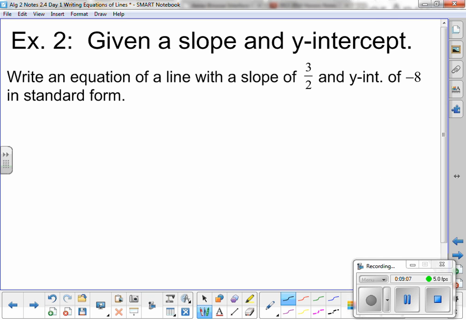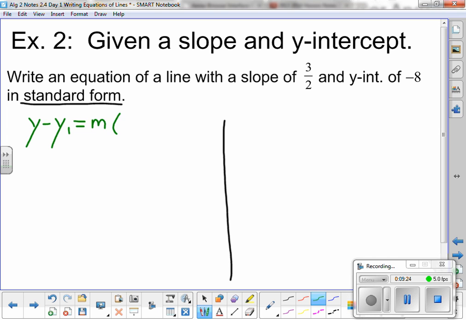Next one, given a slope and a y-intercept. Now, keep in mind it says in standard form. So with this one, first I'm going to do it two ways. Let's do it first the way that I just did the other one. So y minus y1 equals your slope times x minus x1. So remember, this is your m.